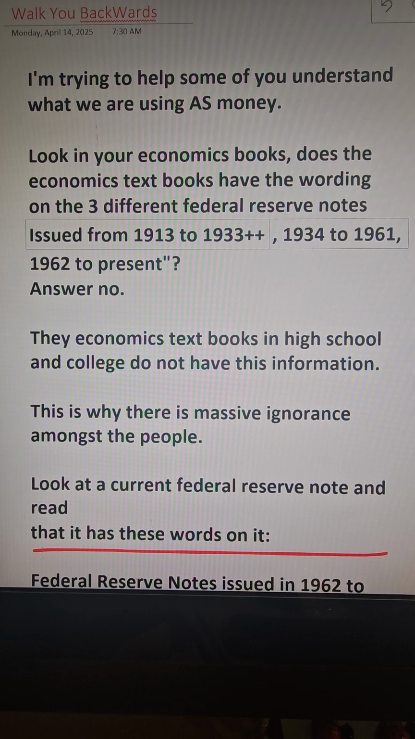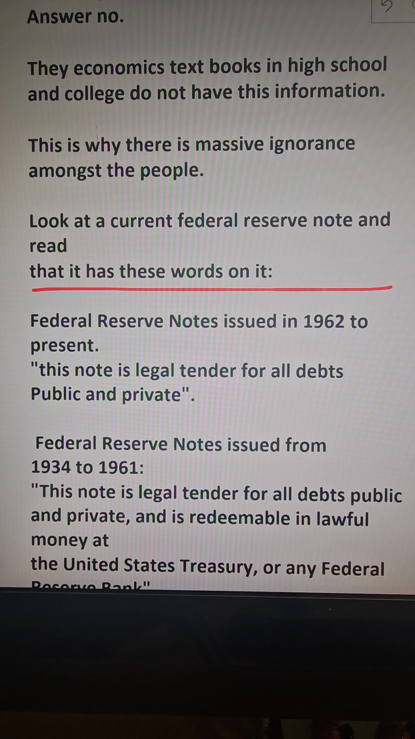What we're going to do is have you look at your economics books and ask yourself, do the economics textbooks in high school and in college have the words on the Federal Reserve notes that were issued in these three different time frames? The Federal Reserve notes from 1913 to 1933, the Federal Reserve notes from 1934 to 1961, and the Federal Reserve notes from 1960 to present. I don't see any of the textbooks that have the three different Federal Reserve notes, because you don't understand what happened over time. This is part of the ignorance of what's going on.